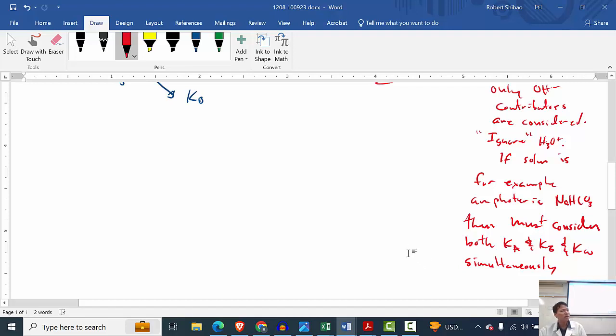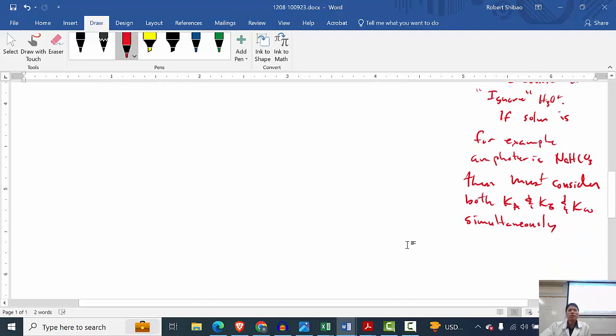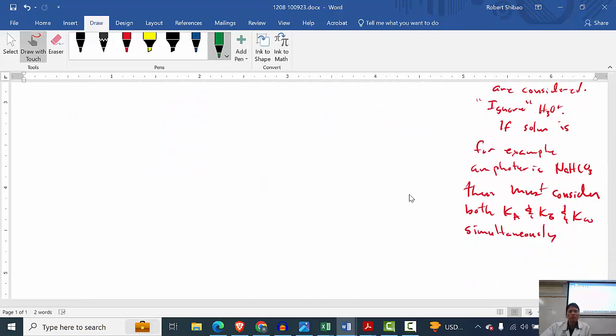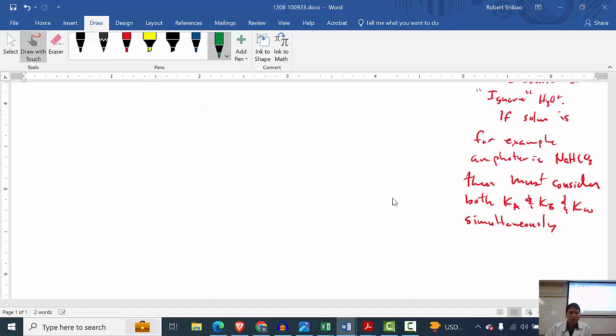Did I show you the simultaneous equilibria example yet? No? Okay. Let me show you a simultaneous equilibria example right now. There are two main methods that we use to solve multiple equilibria. One is stepwise, the other is simultaneous.